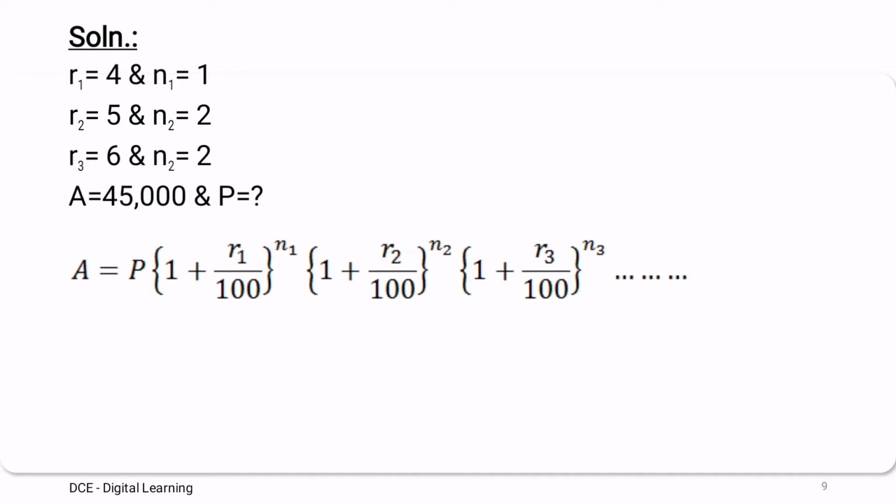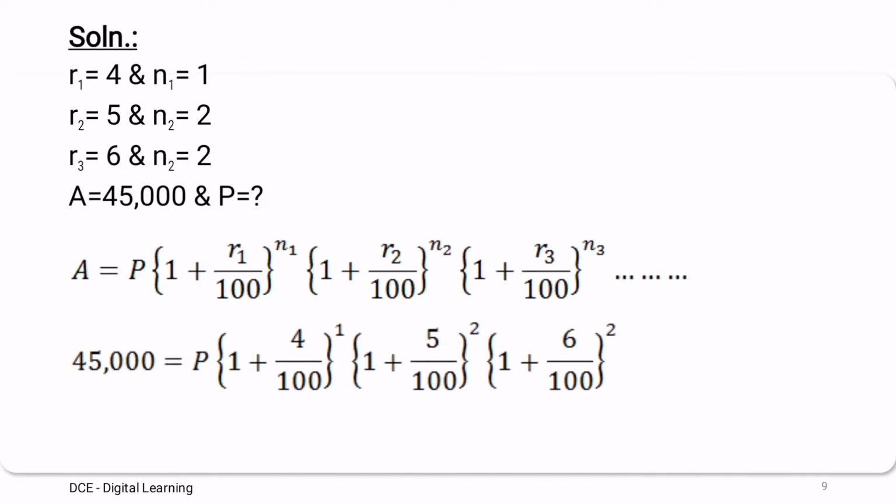So the formula for computing the amount in case of multiple rates of interest is P into bracket 1 plus R1 divided by 100 raised to N1, into bracket 1 plus R2 divided by 100 raised to N2, into bracket 1 plus R3 divided by 100 raised to N3. So here the amount is 45,000. We have to find P, as it is, into bracket 1 plus 4 divided by 100 raised to 1, into bracket 1 plus 5 divided by 100 raised to 2, into bracket 1 plus 6 divided by 100 raised to 2.